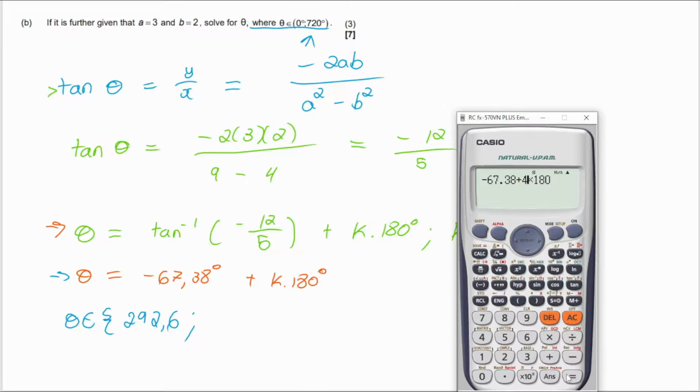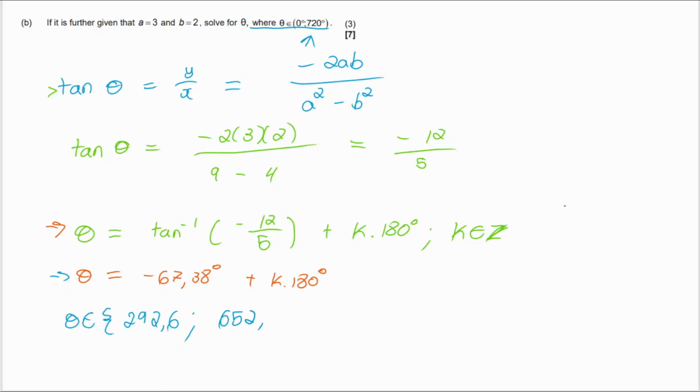So when K is 4, you'll find that this is valid. 652.6 degrees. I should have degrees here. Okay, and I can close this off.